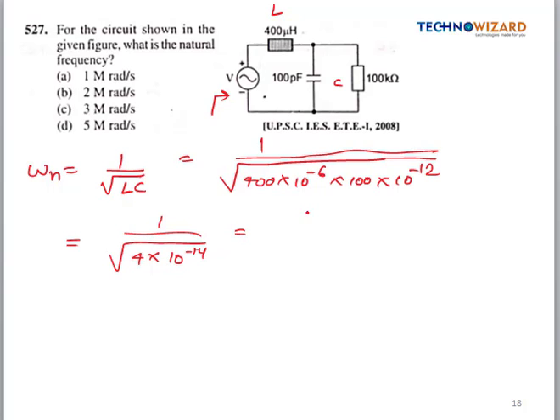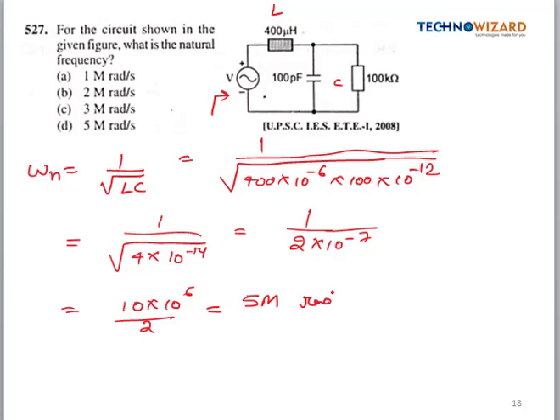So let's simplify. 1 by root 4 is 2, and this is 10 to the power minus 7. Now this 10 to the power minus 7 will go in the numerator, so this can be written as 10 into 10 to the power 6 by 2, which is equal to 5 mega radian per second.